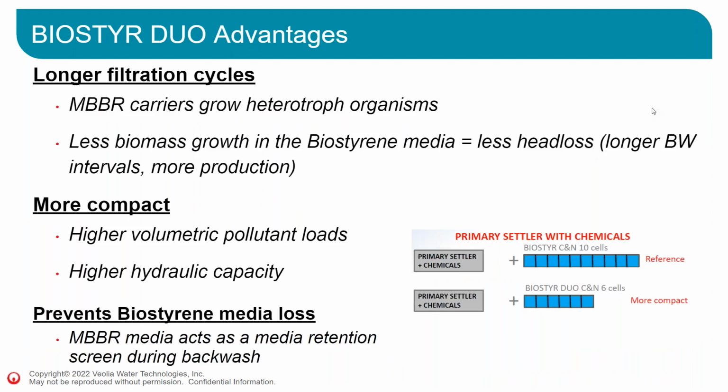Why go with the Biostyr DUO? Well, we observe longer filtration times. This is mostly due to the MBBR carriers being below the cells. In the Biostyr cell, most of the heterotrophs removing the COD and removing the NO3 grow on the lower parts of the Biostyr. But with the Biostyr DUO, they actually grow on the MBBR carriers. So these heterotrophs don't grow on the Biostyr media. It's easier to scour with the MBBR carriers, and it decreases the head losses in the actual filters because these very bulky bacteria are in the MBBR where there's no effect of clogging. And the Biostyr really sees the autotroph bacteria, which are less clogging.